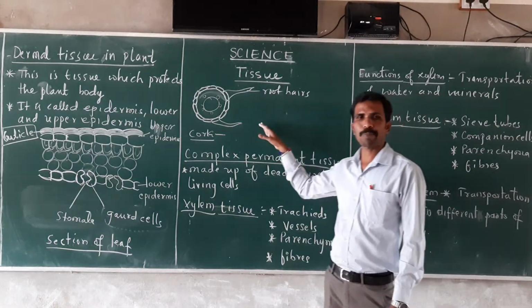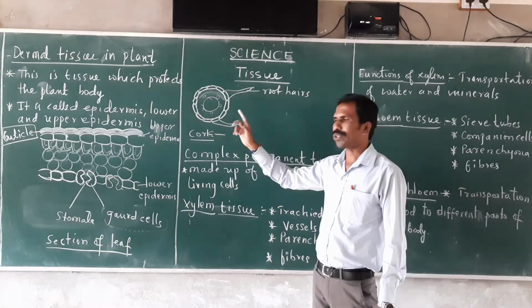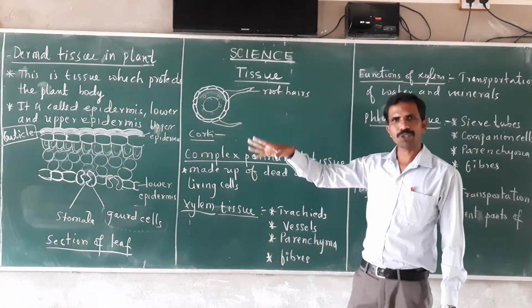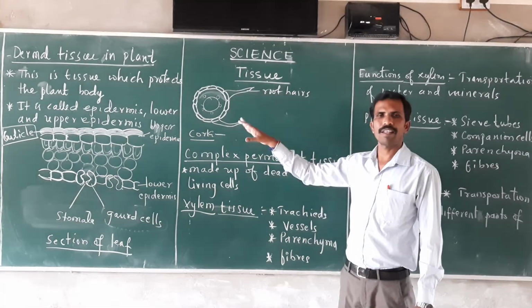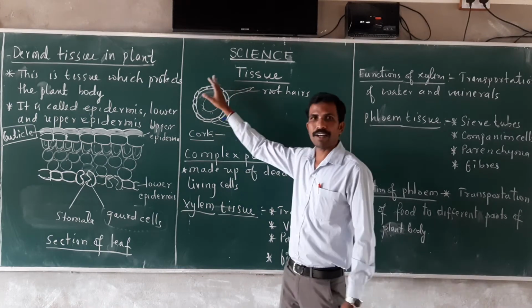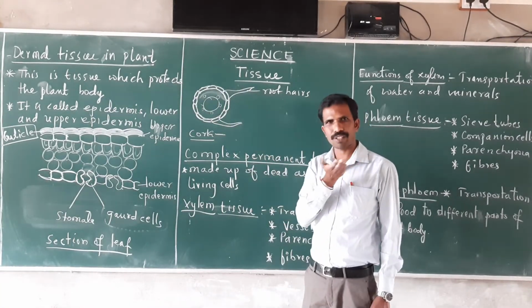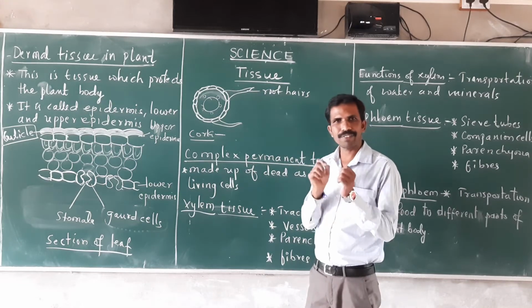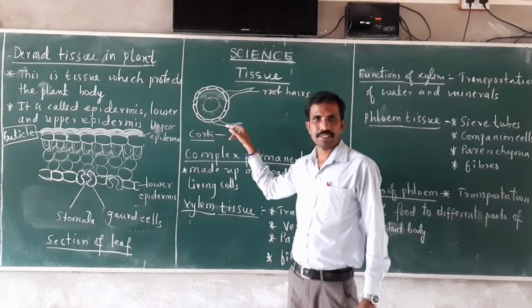Similarly, epidermis is also present in the stem and roots of the plant. Not only in the leaf, it is also present in the root and stem of the plant. Here I have taken a section of root. If you take a TS of root, a transverse section of root, and see it in the microscope, there also you can see this epidermis.